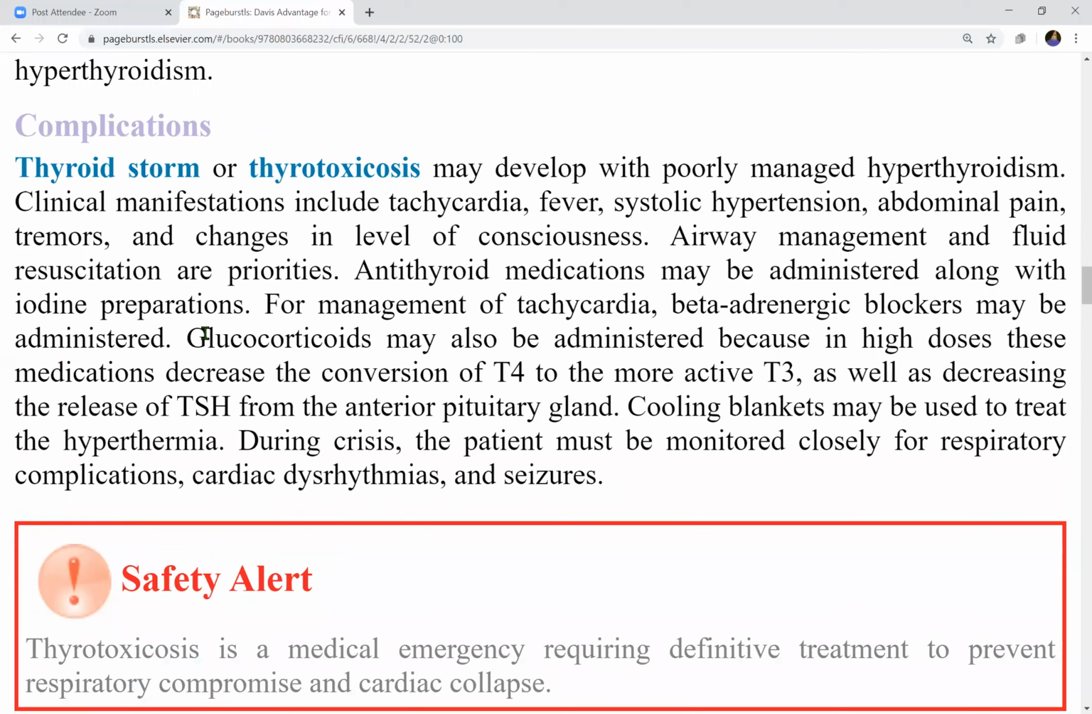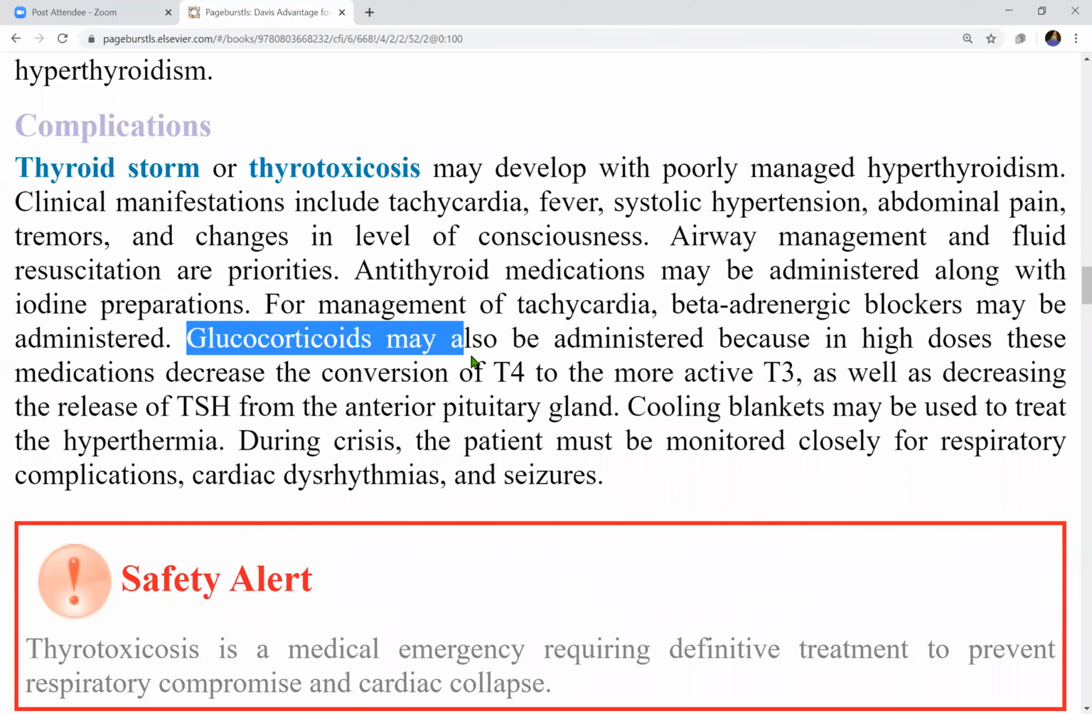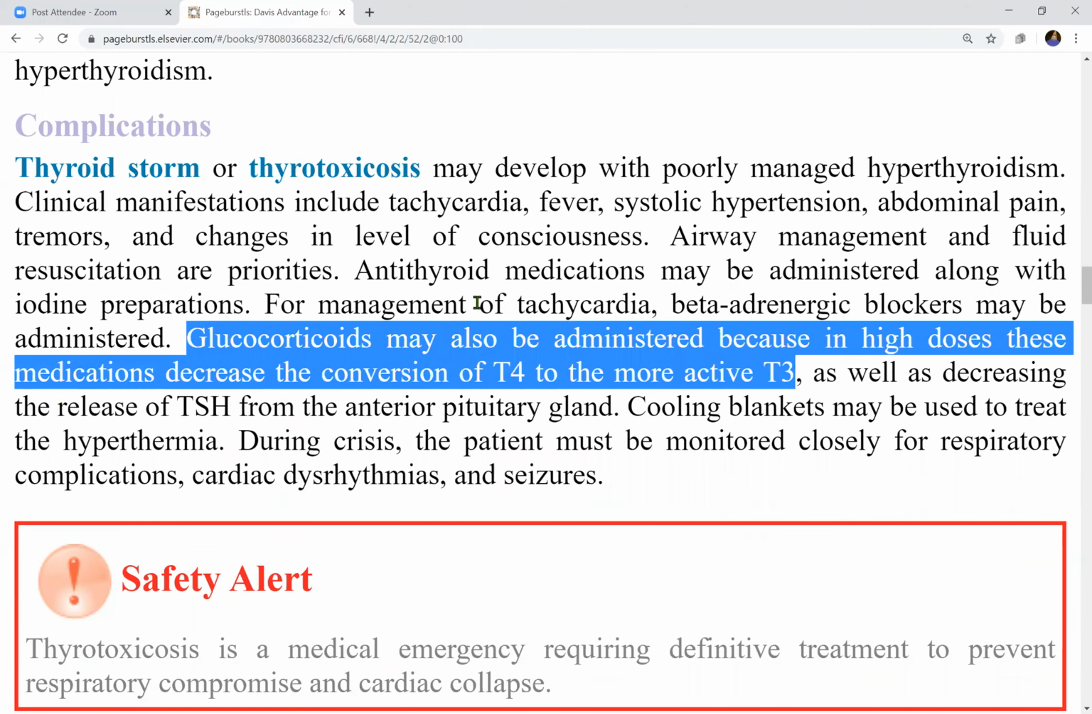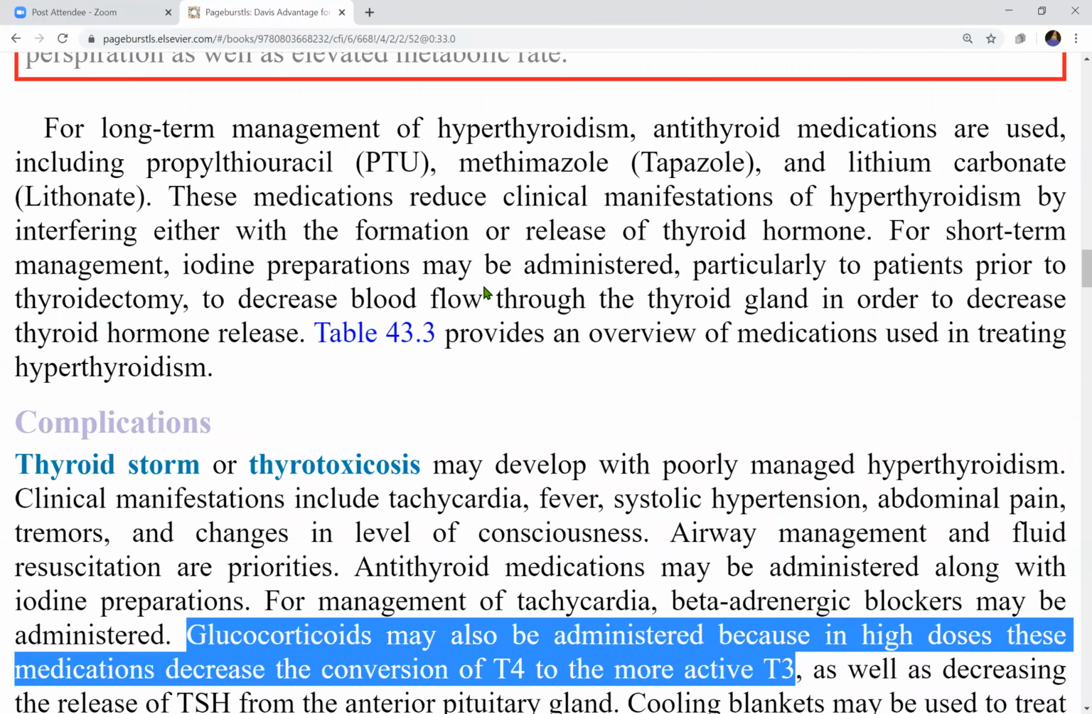Okay, and here's the rationale for giving steroids in thyroid storm. Steroids are only given in thyroid storm. Okay, we don't give it as part of the treatment for hyperthyroidism. So this is used only for thyroid storm.